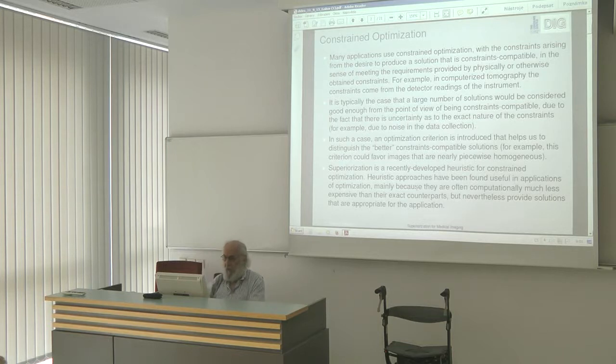So superiorization is a way of doing constraint optimization. A novel, different way from what has been done traditionally. But I want to convince those of you who are not already convinced that constraint optimization is a very important topic. And by implication, superiorization, which helps you to do that kind of thing, is also important. There are many, many applications that use constraint optimization. There's no end of them.